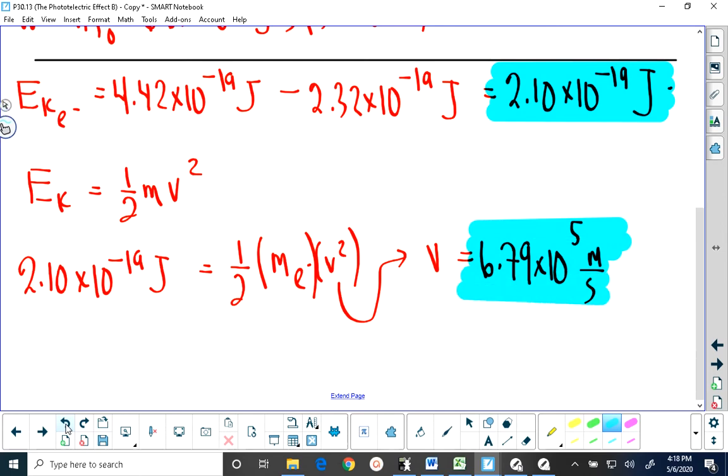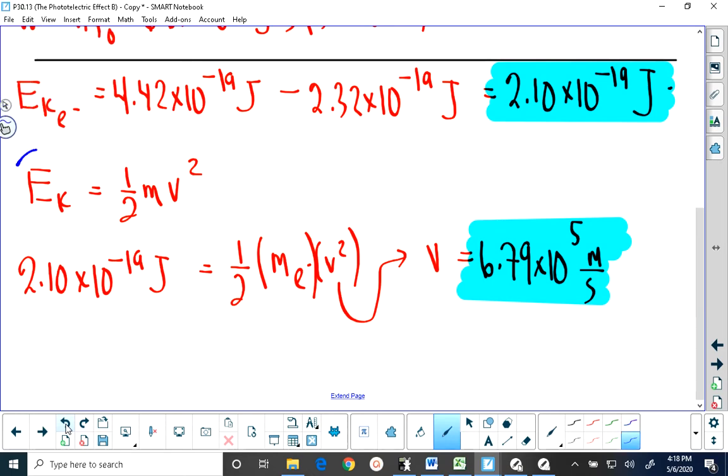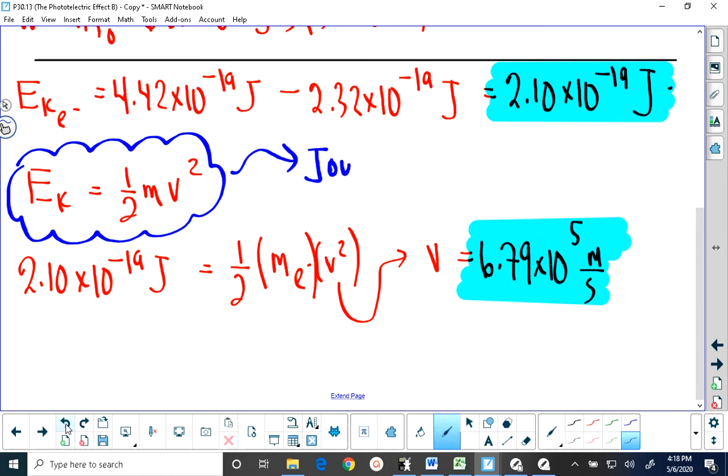Now, before we move on to the next example, I need to highlight something for you, and it's that this formula is only good if you use joules. And that's why I said we were going to work in joules in this question. Because I was looking forward and I was seeing that in the end we wanted to know what the speed was, so I knew that we were going to have to use that formula.